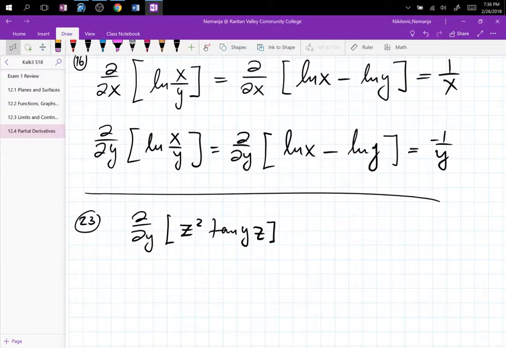You got this? Anyone? Z to the third secant squared yz. Yep. Yes.